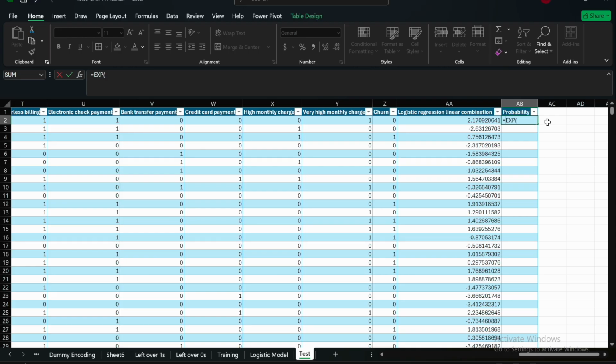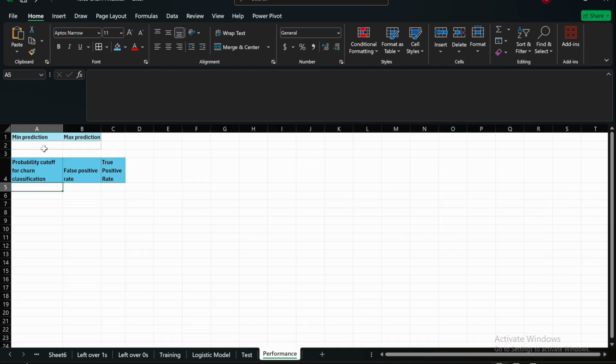And then the probability is estimated using the exponential, the sigmoid transform formula. Basically, this is the probability for each of the customers. So the performance of this model is now analyzed.